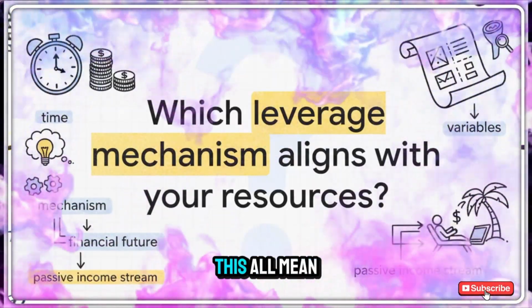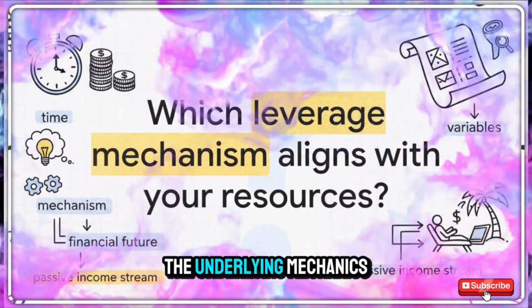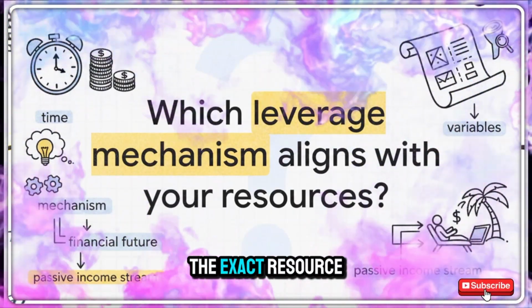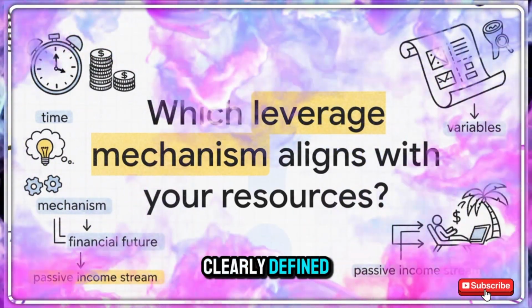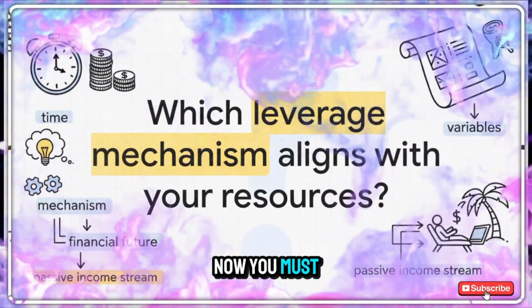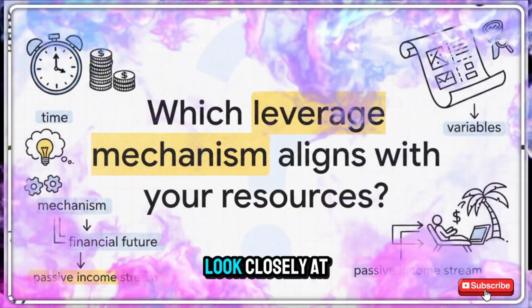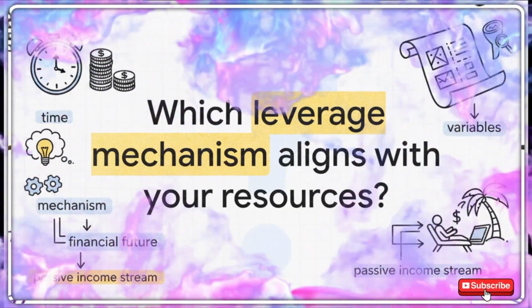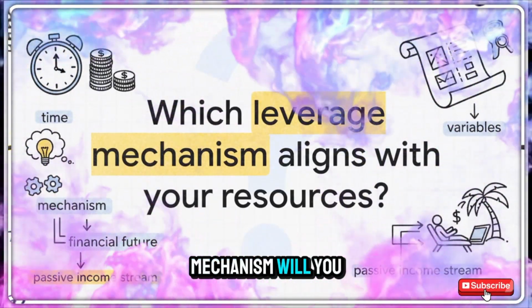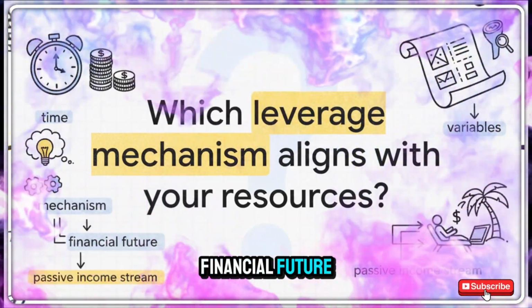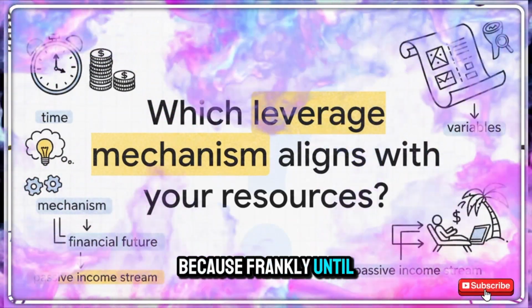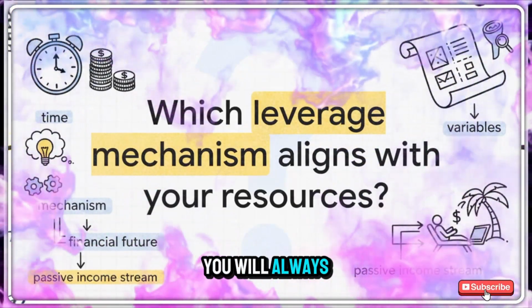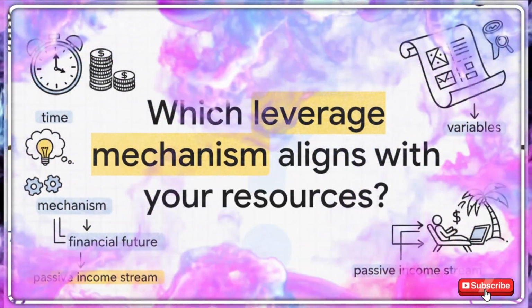So, what does this all mean for you? The underlying mechanics are exposed, the tax efficiencies are clear, the exact resource trade-offs are clearly defined. Now, you must audit your own inventory. Look closely at your available time and look at your available capital. Which specific leverage mechanism will you deploy to build your financial future? Because frankly, until you build a system that decouples your earning from your hours, you will always be trading your life for your wage. Think about that.